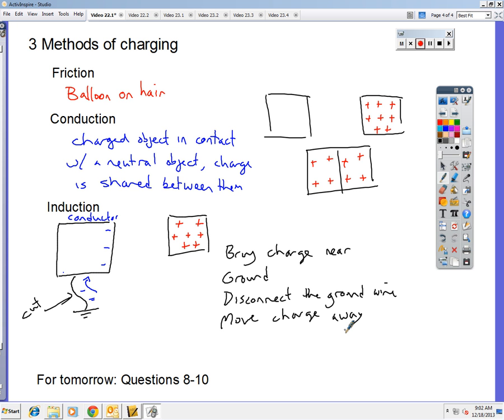So what you need to know, the two different kinds of charge, the difference between conductors and insulators, what the term polarization means, and the 3 methods of charging.